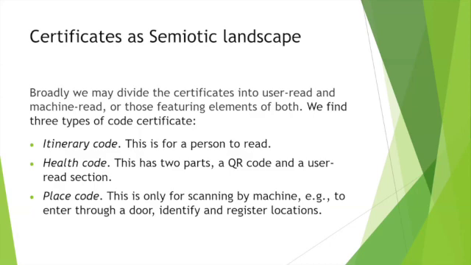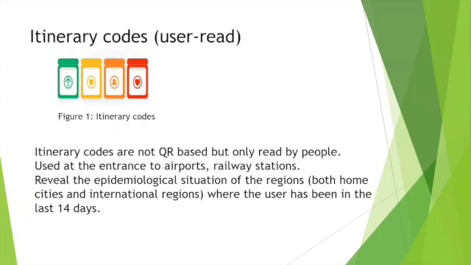So three broad types: the itinerary code, for a person to read. The health code has a QR code and a user-read section. And the place code is only for scanning. So here are some itinerary codes. They're only read by people, used at various public transport places.